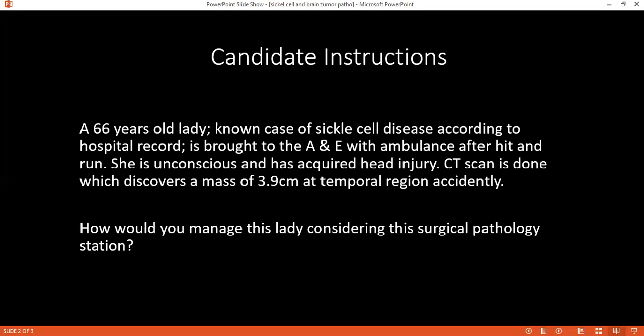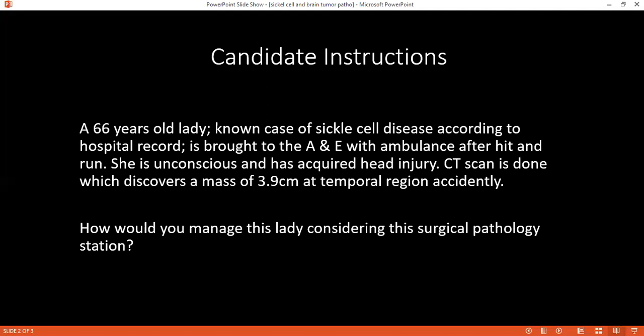If it is in the temporal lobe, the patient will have auditory defects. If it is in the occipital lobe, the patient will have visual field defects, and generally the patient will have upper and lower limb focal neurologic deficits. Considering this and the patient's papilledema, how would you manage this lady further?